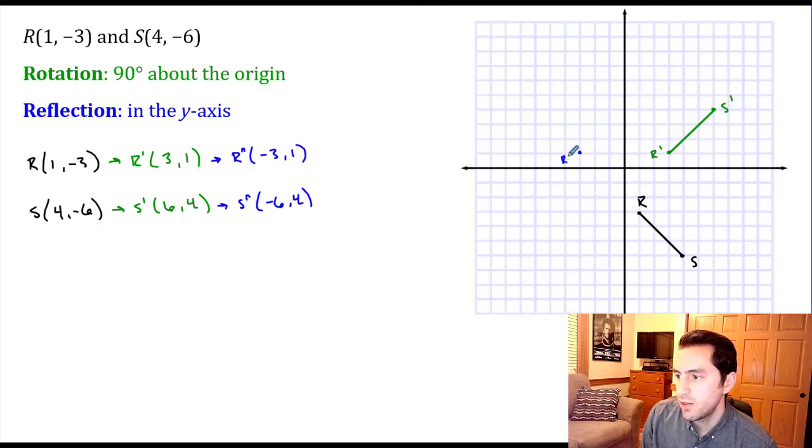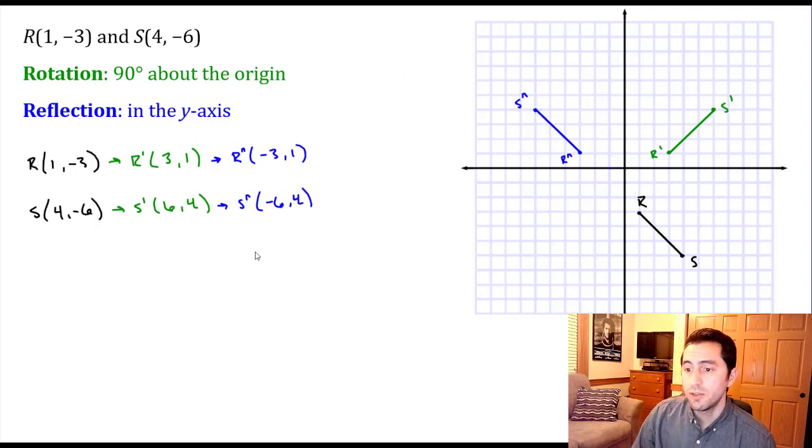Again, we can see here that R prime and R double prime are the same distance away from the y-axis. And then S double prime, 1, 2, 3, 4, 5, 6, 1, 2, 3, 4. So the y-axis ends up being the perpendicular bisector between these points. And now finally connecting these together, we get our final image in this case as well.